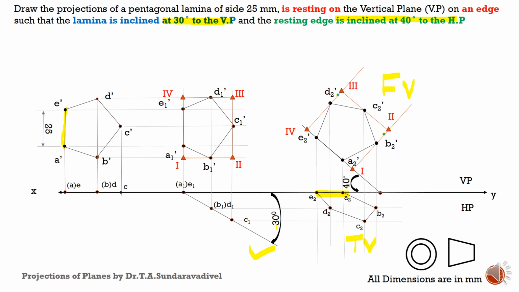That is also solved. Then the third thing is the resting edge is inclined at 40 degrees to HP. The total space below the XY line is HP, so the resting edge AE is making 40 degrees with HP. So all the three conditions are satisfied. Okay, so like this we have to approach any of the problems. Thank you.